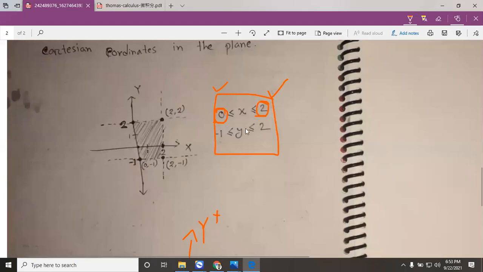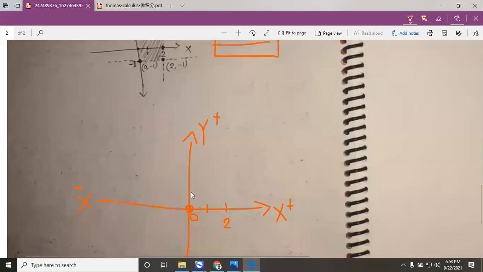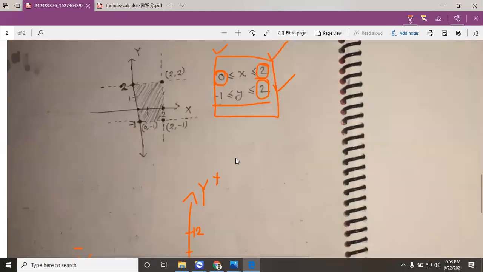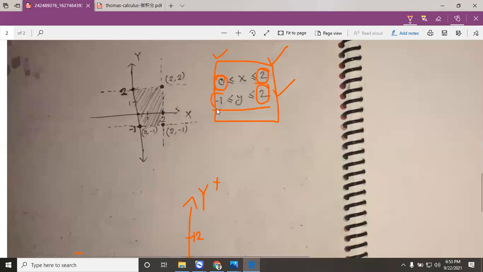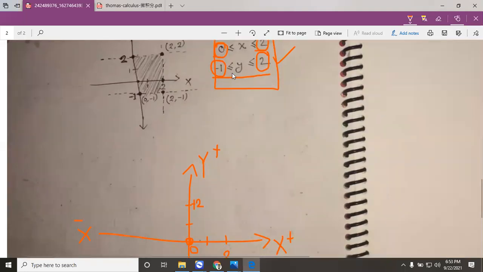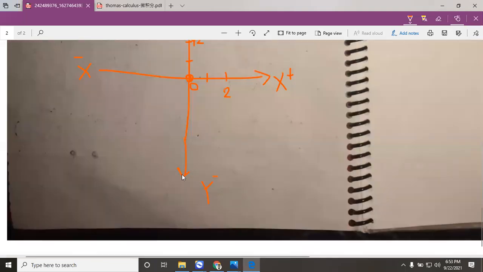Now let's put these inequalities. So we have y greater than or equal to minus 1 and less than or equal to 2. So plus y will be here on the upside. So 1, 2, we get 2 here. This is plus 2 on y. Okay, then we put this number minus 1 here. So minus y will be on the downside here, minus 1.